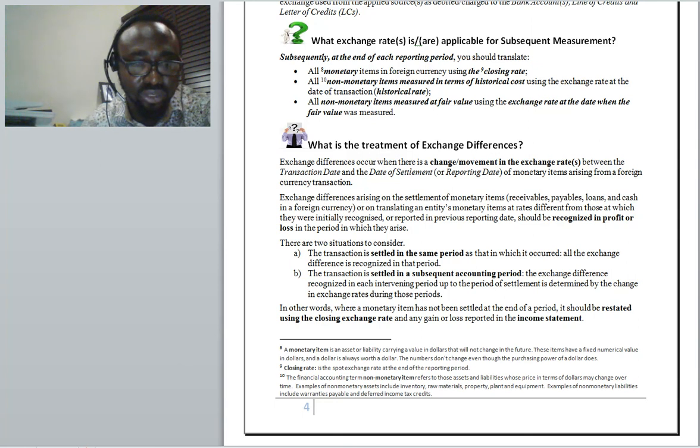of an entity. In other words, where a monetary item has not been settled as at the entity's reporting date, it should be restated using the closing rate of exchange, which represents the exchange rate as at the reporting date. And any gain or loss should be reported in the company's statement of profit or loss, which is considered the income statement.